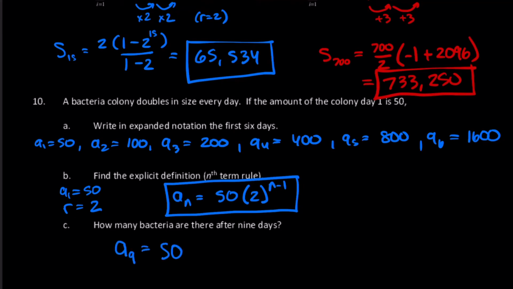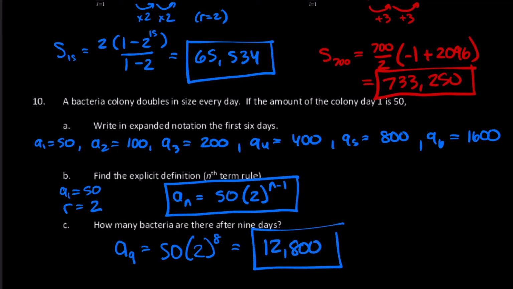50 times 2 to the 8th. And if you throw that into the calculator, you get 12,800. You just have to be aware of that. Usually with an arithmetic, if you want the total, it's going to be a sum. Geometric, usually not, because the population or the value is increasing or decreasing at a certain rate. So if you want what that actually is at the end time, in this case 9 days, it's an A sub n rule.